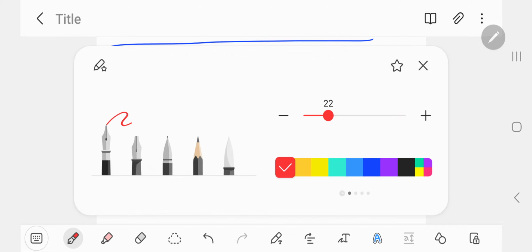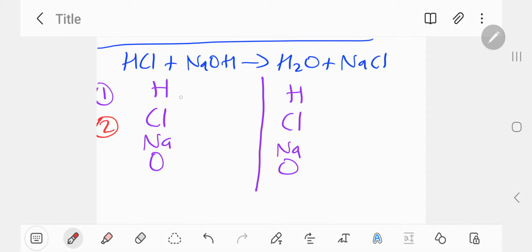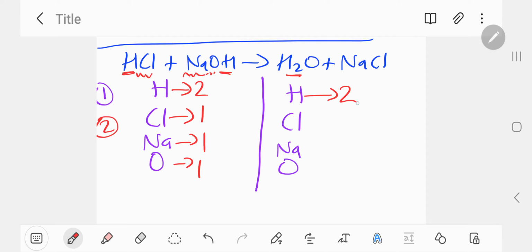Step 2, let's count. Okay, it's a counting game. Hydrogen, we can see there's 2, 1, 2. Chlorine, there's 1. Sodium, there's 1, and oxygen, there is 1. That's the left-hand side. Right-hand side. Hydrogen, there's 2. Chlorine, there's 1. Sodium, there's 1. And oxygen, there's 1.